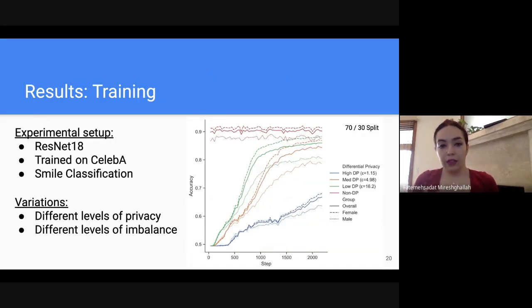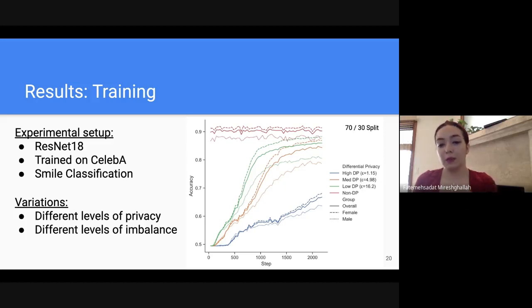So first, let's look at what happens during training. You can see here in the graph that it's a 70-30 split. It's a normal imbalance, as many datasets might have a 30% to 70% split. We have used the CelebA dataset. Our data consists of 70% female images and 30% male images. And the task that we're trying to achieve is smile detection using a ResNet-18.